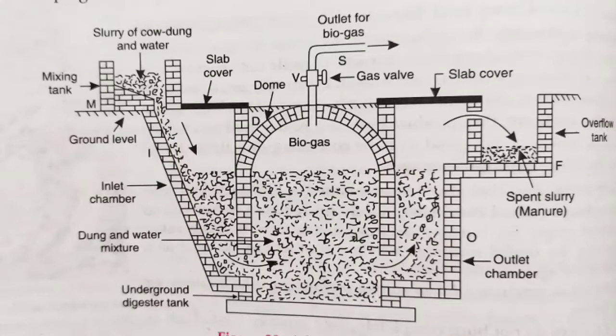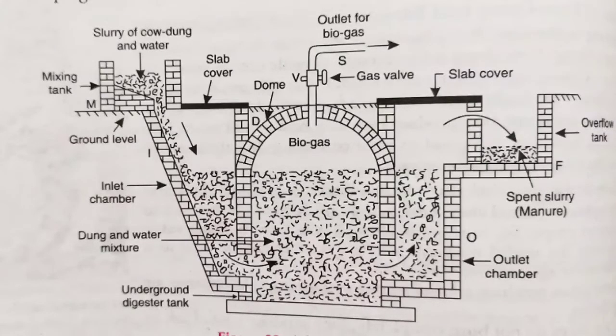On the left side of the digester tank is a sloping inlet chamber I, and on the right side is a rectangular outlet chamber O. So both made of bricks. So दोनों किससे बने हुए हैं? Bricks से.